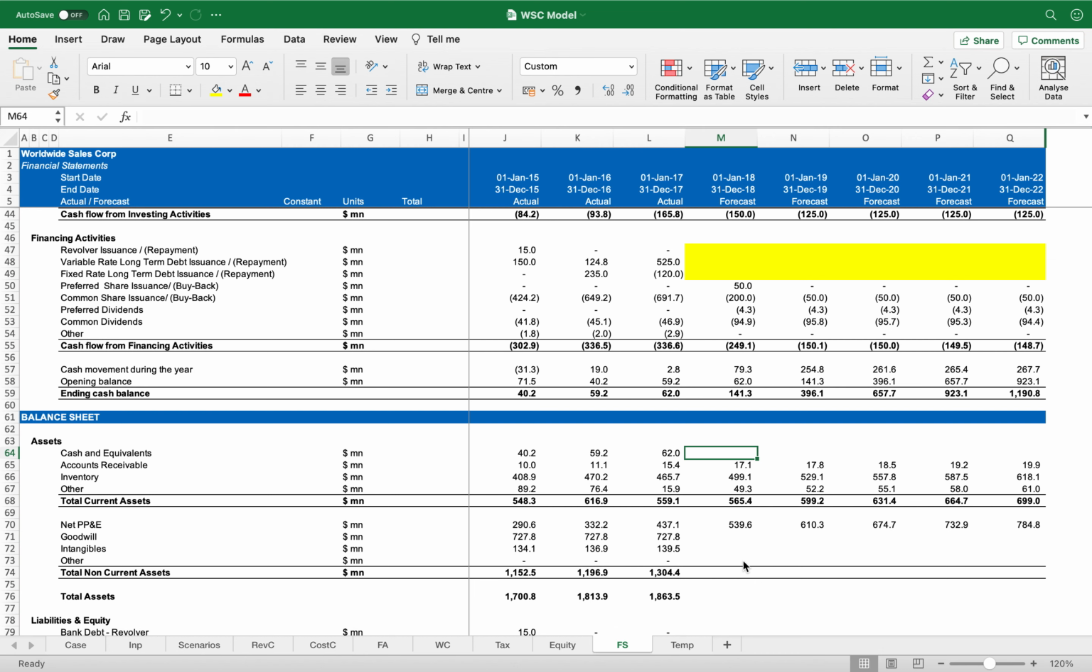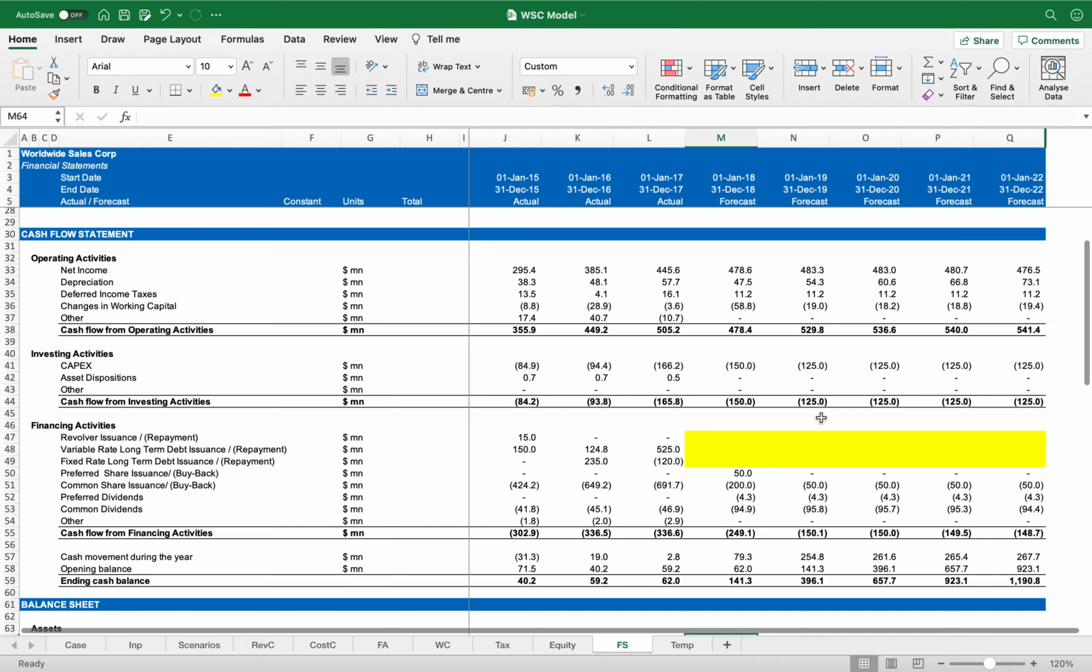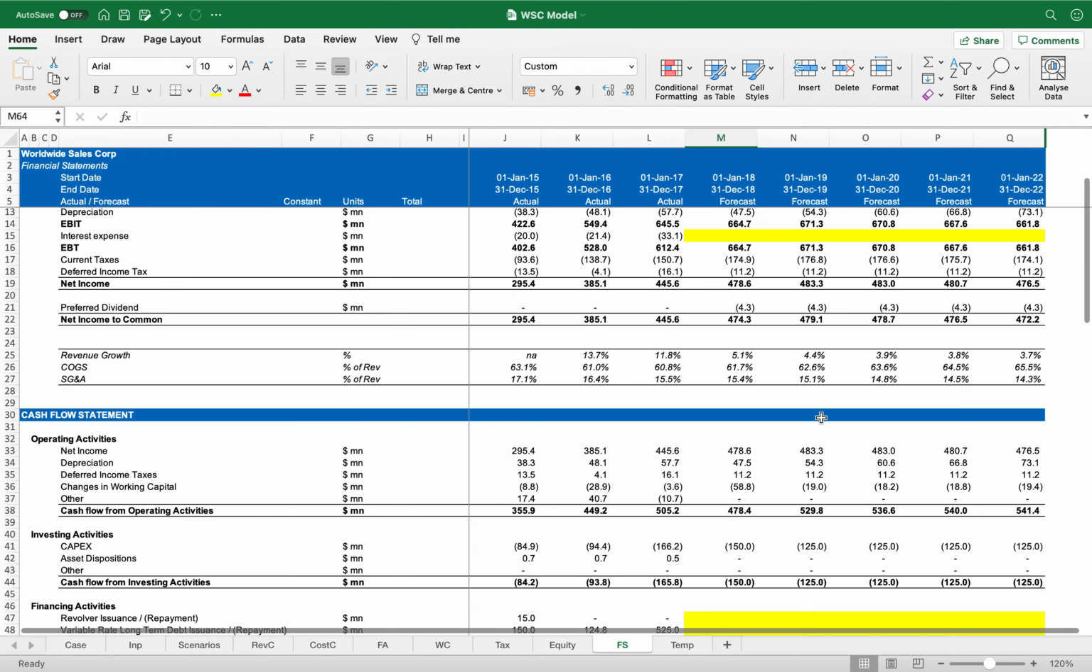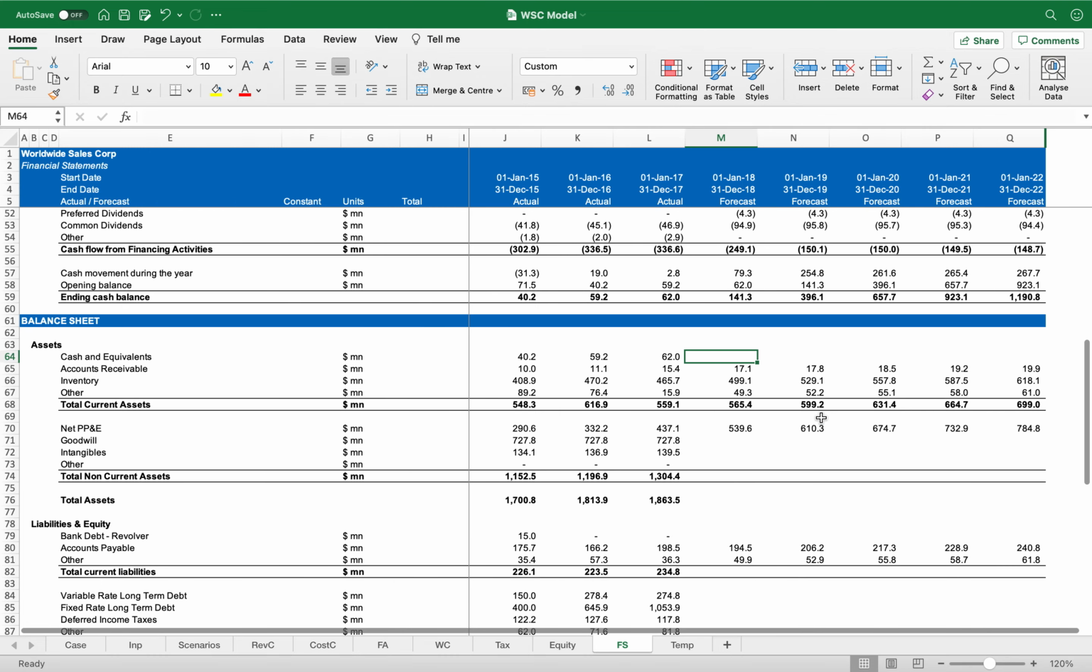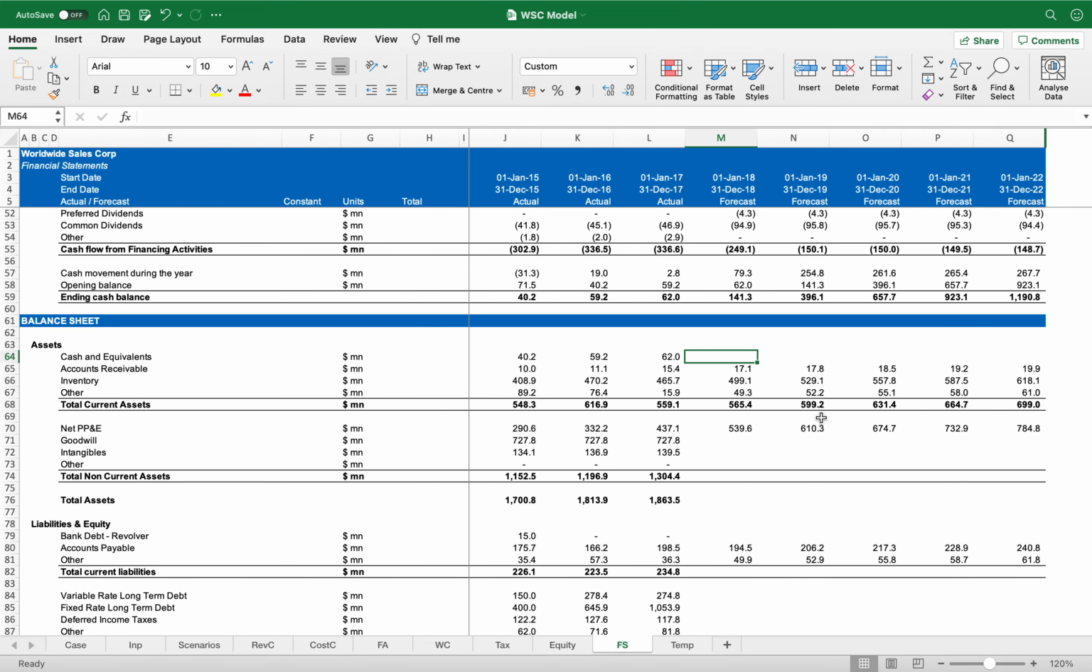Cash and cash equivalents. Let's come to the balance sheet now. We have linked everything that we can in the income statement and cash flow statement. Now coming to the balance sheet. Balance sheet. Cash and cash equivalents. I have to link this from the ending balance of the cash flow statement. Fair enough.